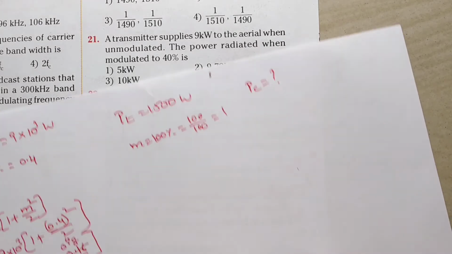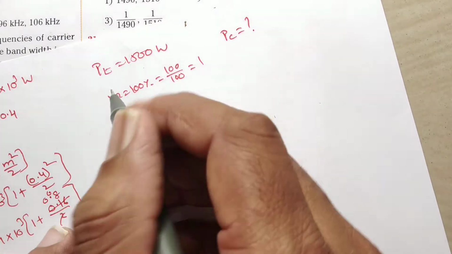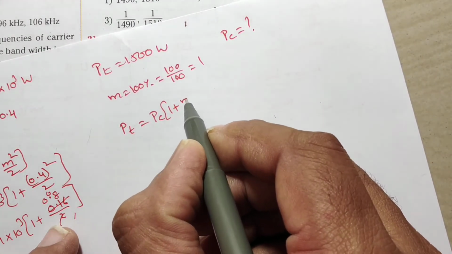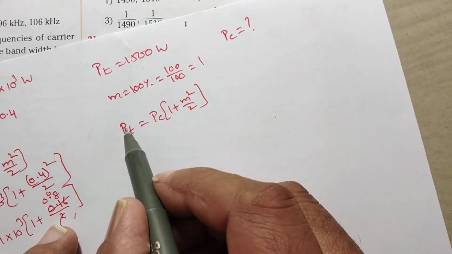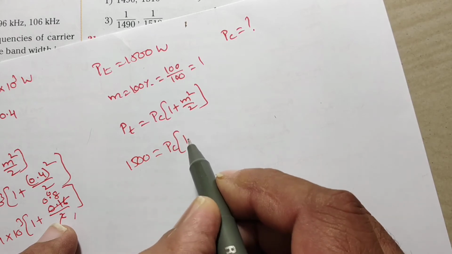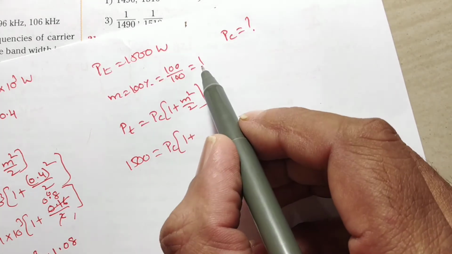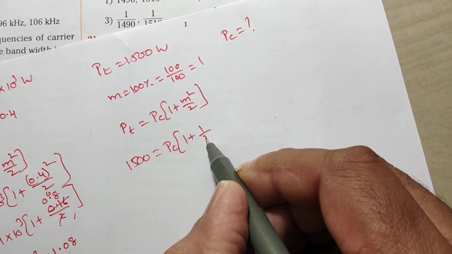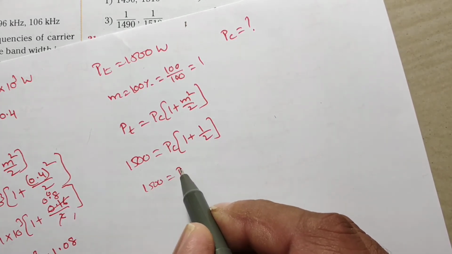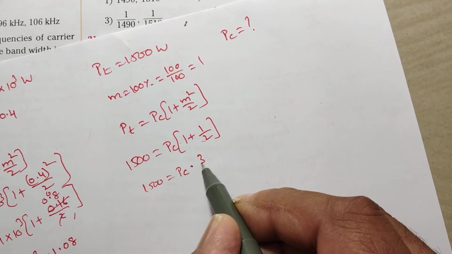Till now we have discussed total power. PT is equal to PC into (1 plus m square by 2). The total power they have given is 1500, which equals PC into (1 plus m square by 2). The m value they have given is 1, and 1 square means 1 only.